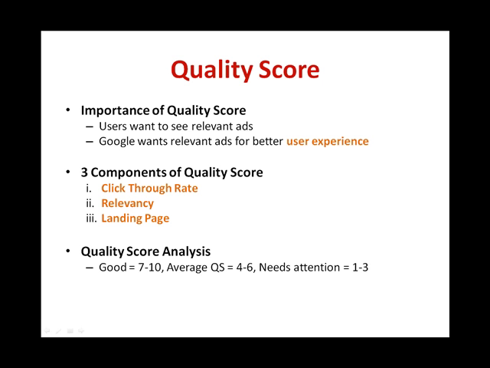The better your quality score is, the better ad rank and lower cost per click you'll be paying. A good quality score is between 7 to 10. An average quality score is between 4 to 6. A quality score that needs attention is between 1 to 3. In fact, if your quality score is 1, your ad wouldn't even be shown. So remember to always check back your click-through rate, keyword, ad, and landing pages to make sure that everything fits together to produce a high quality score.